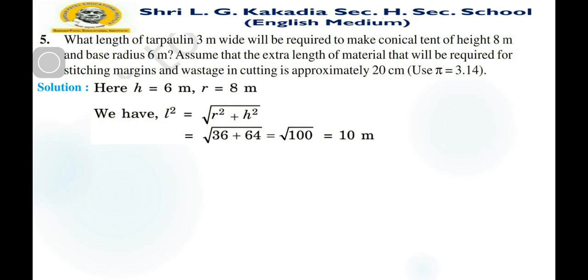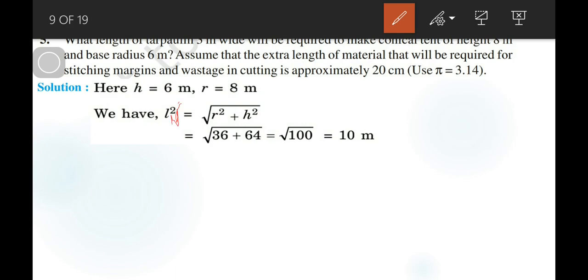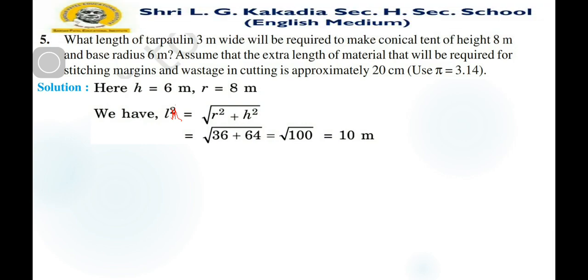Here h is equal to 6 meter, r is equal to 8 meter of this cone. We have l is equal to the square root of r square plus h square, which is equal to the square root of 36 plus 64, which is the square root of 100, which is 10 meter. So we have found the slant height of this cone.